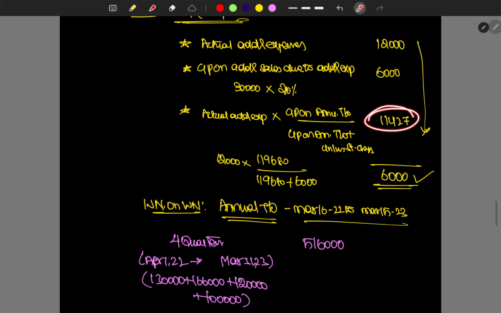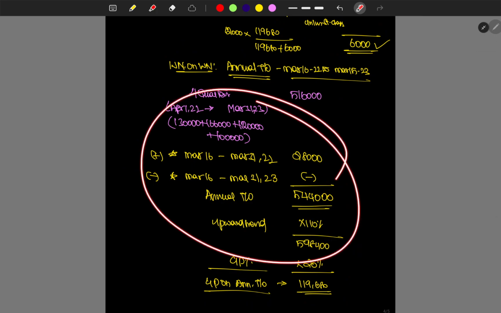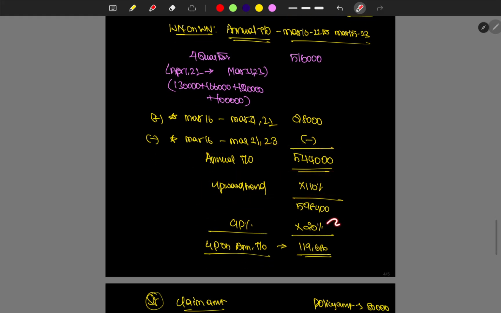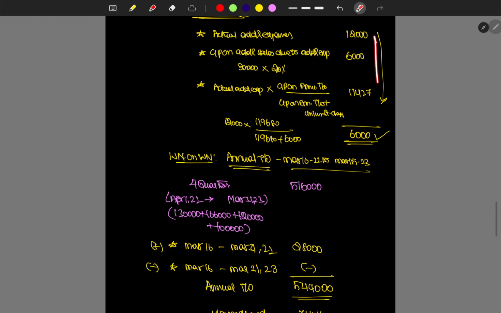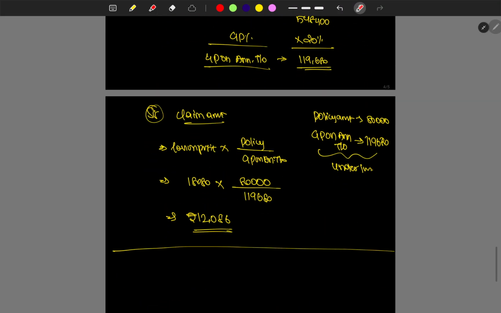With that, we have derived one formula. So how can we find out the annual turnover? This is the same procedure for every period value: we have to include the relevant period and remove the irrelevant period. So we found the annual turnover, did the upward trend, and calculated the GP percentage. This is the GP on annual turnover. The least of these values is the additional expenses. So we add these additional expenses here, remove the savings from this period, and we found the total loss of profit.